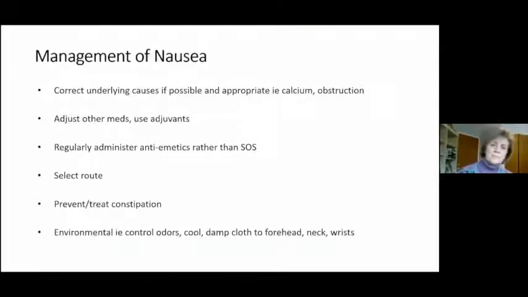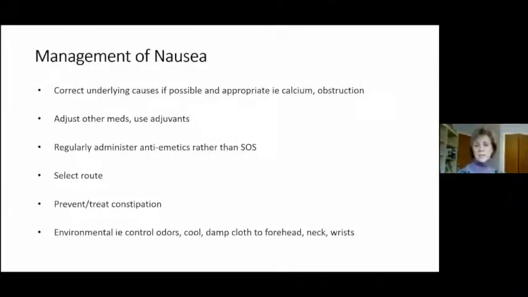So management. To start with, try to correct the underlying cause if it's possible and again appropriate. So if it's hypercalcemia and it's appropriate to treat, and we can talk about this in the questions about how you would treat hypercalcemia, then do so. If it's appropriate to treat a bowel obstruction, do so. But if it's not, then you certainly should always treat the symptoms, even if you can't treat the underlying cause.